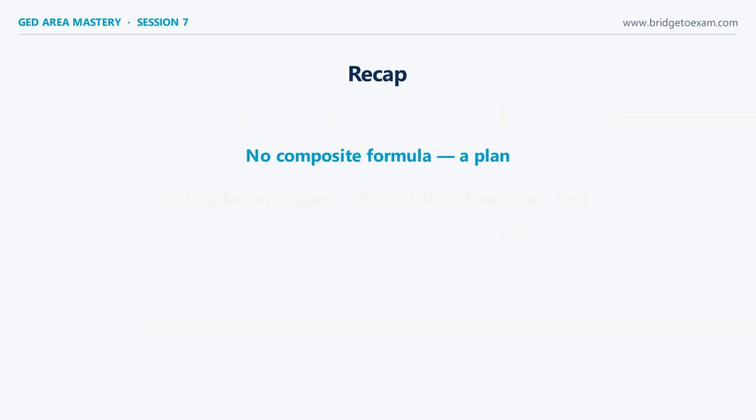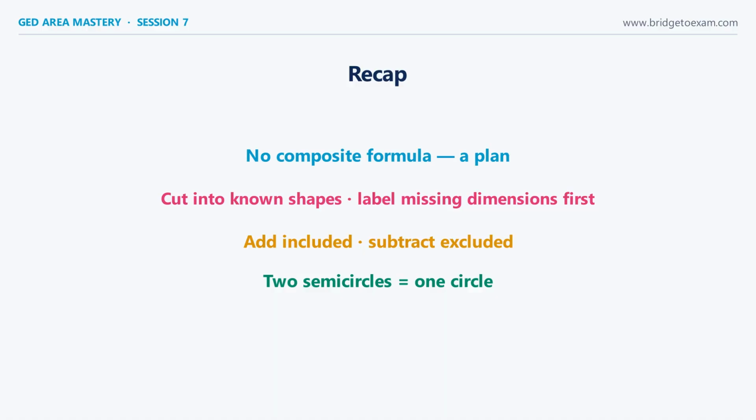Let's recap. There's no composite formula. There's a plan. Cut the region into shapes you know. Label the missing dimensions first. Then add included pieces or subtract excluded ones. 2 semicircles make one circle, and every point gets counted exactly once.